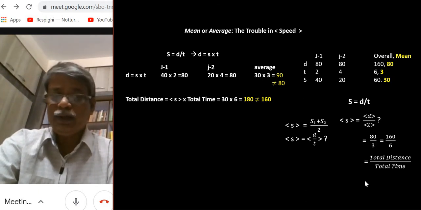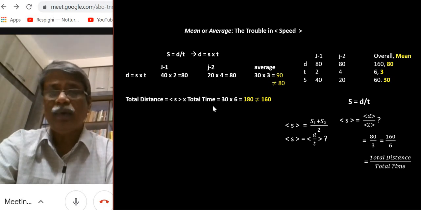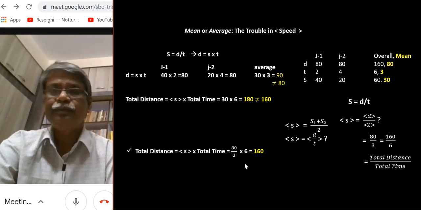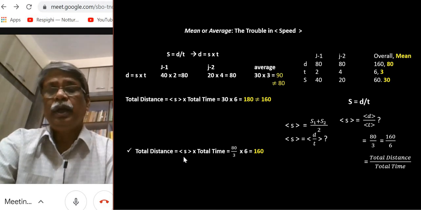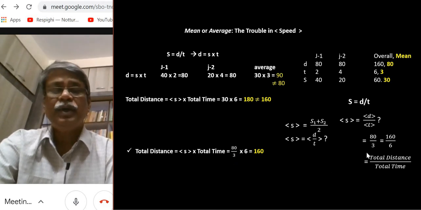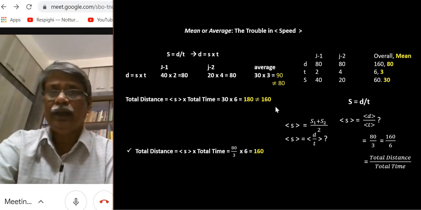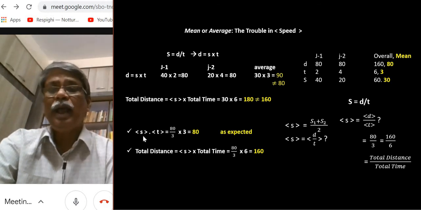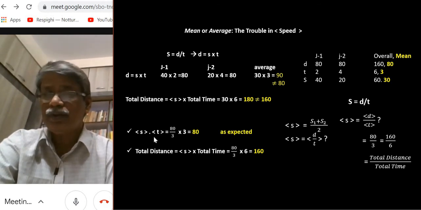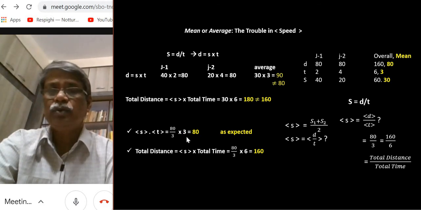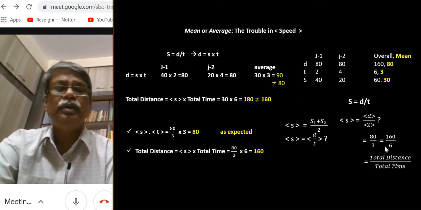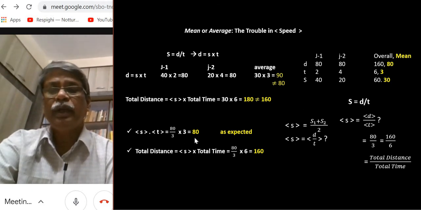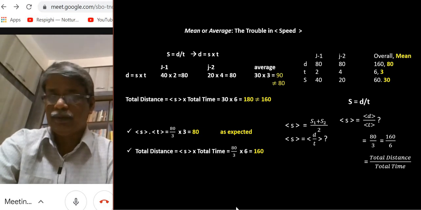But we have to check it again logically, whether these two trouble points are resolved or not. So total distance is average speed into total time. So average speed this time is 80 by 3, total time is 6, so it is giving you 160, that is expected, 80 plus 80. Well, another one, that the average speed into average time should give you the average distance, right? So 80 by 3 into 3 gives you 80. 80 by 3 is the average speed and 3 is the average time and 80 is the average distance. So again we are getting back as expected.